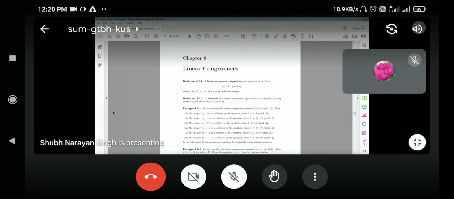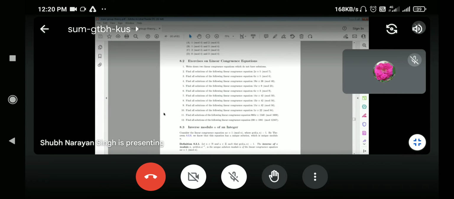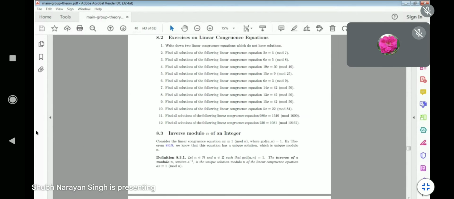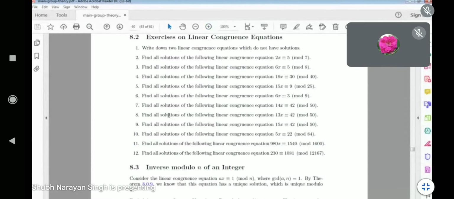We got some doubts on these concepts. We'll try to clear this idea, and today we'll start again the concept of the inverse modulo n of an integer.